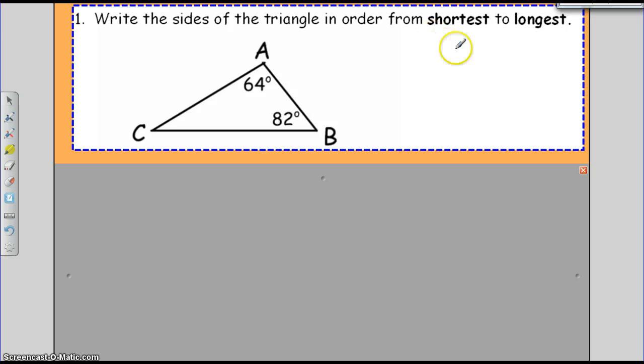Write the sides of the triangle in order from shortest to longest. First of all, we need to figure out what this is. We know it's probably going to be smaller than these two. So if that's the smallest angle, the smallest side is going to be AB. The next smallest side is probably going to be across from 64, which is CB. And the longest is probably going to be AC.